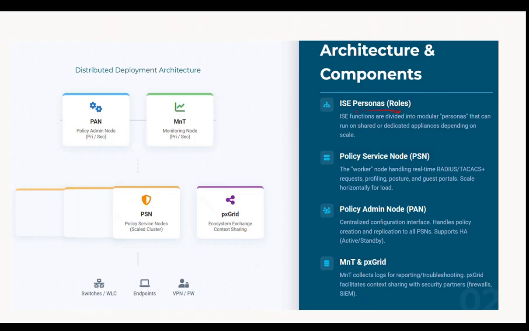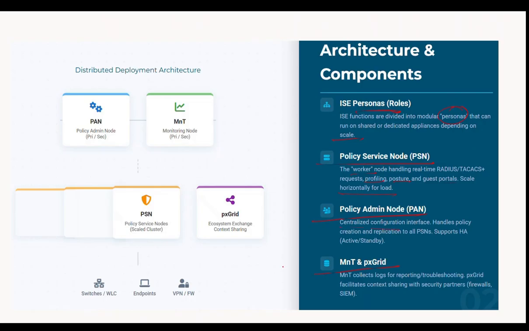So what are the different personas? ISE functions are divided into modules, a modular structure called personas, that can run on shared or dedicated appliances depending on the scale. These personas are PSN, PAN, MNT, and pxGrid, for example. PSN is the worker node handling the real-time RADIUS or TACACS requests, profiling, posture, and guest portals, and it scales horizontally for load.